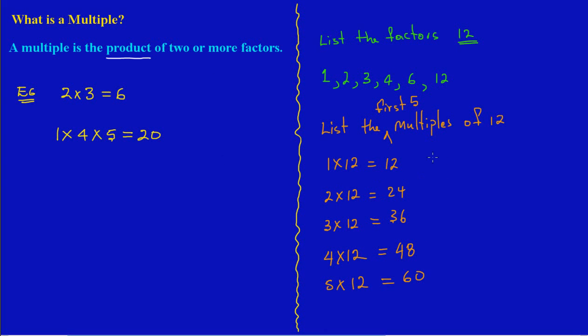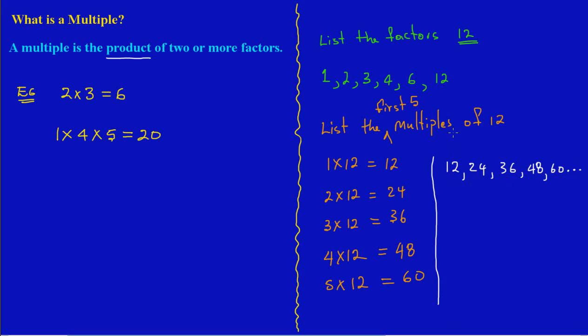My first 5 multiples of 12 would be: the first one would be 12, the second would be 24, the third would be 36, then I would have 48, and then I would have 60, and this would go on and on. So I'm just going to put 3 dots to show that it continues.